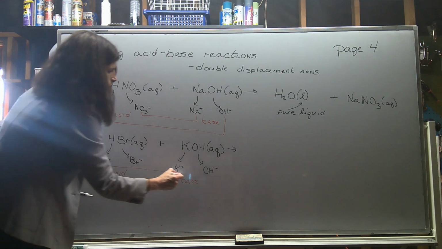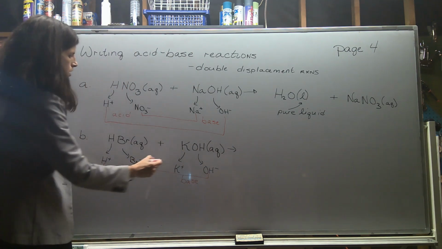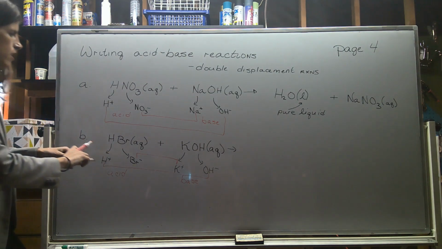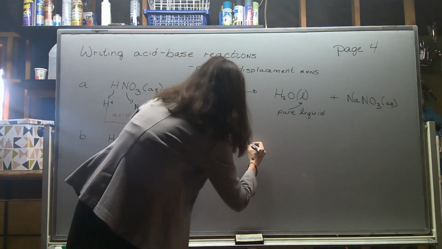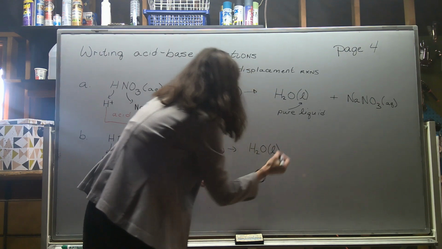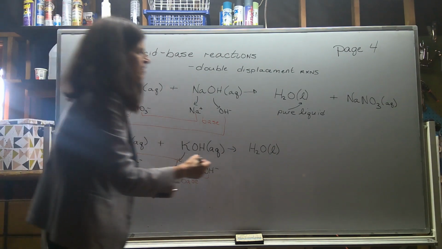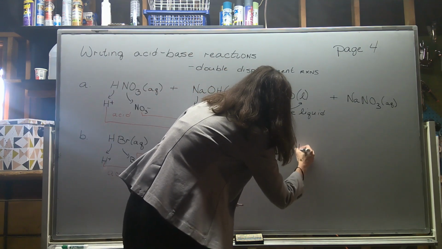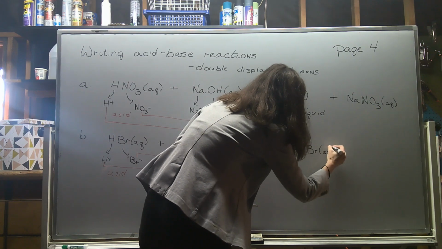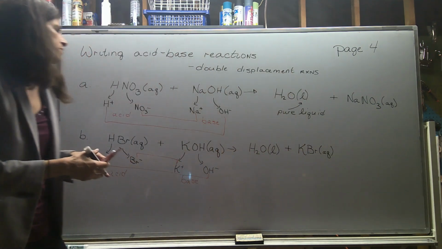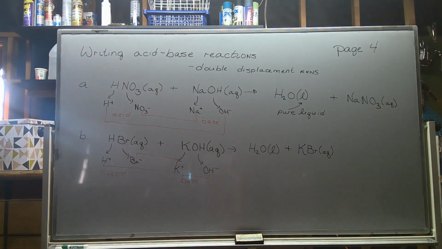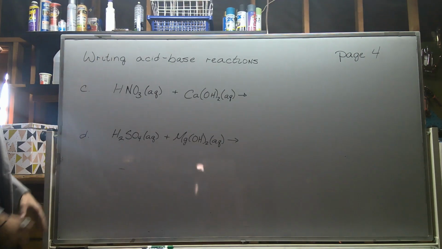H+ hooks up with OH-, that's going to be our water. And then K+ hooks up with Br-. K+ needs to come first though. So we have H2O liquid as one of our products, and the potassium bromide would be our second product. It's aqueous because it has a group 1 cation in it. Again, double check that it's balanced. This one is balanced. Alrighty, let's wrap up these last two problems.